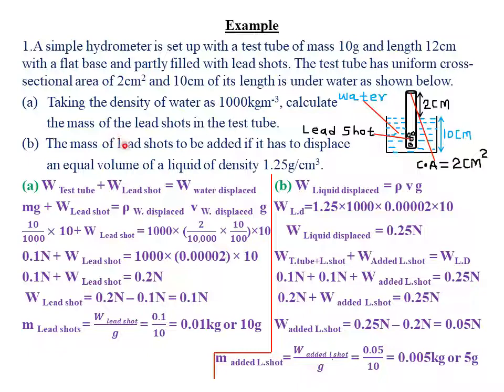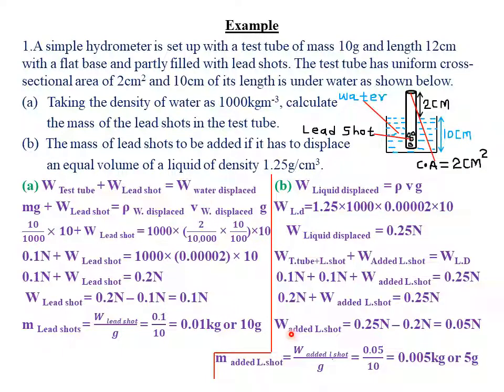So for us to find the mass of the lead shots that have been added, we need first of all to find the weight of the lead shots that have been added. So if you take 0.1 plus 0.1, you'll obtain 0.2 Newton, then plus the weight of the added lead shots, which must give us the upthrust, which is 0.25 Newton. So if I make the weight of the lead shots the subject of the formula, I'll simply take the 0.2 to the right hand side, so that the weight of the lead shots will be 0.25 Newton minus 0.2 Newton, which gives us 0.05 Newton. So this is the weight of the added lead shots.